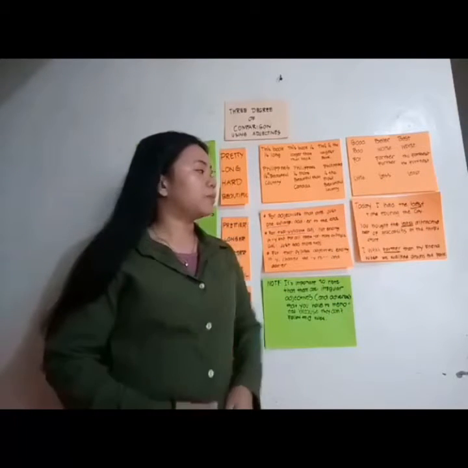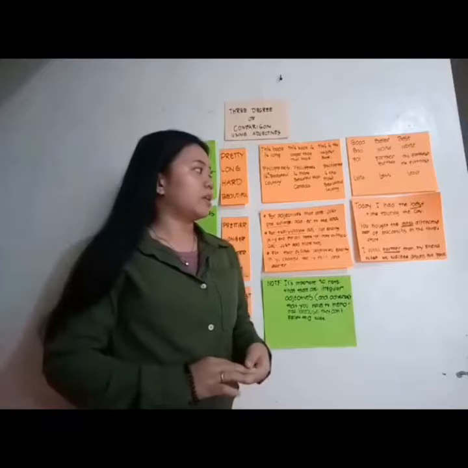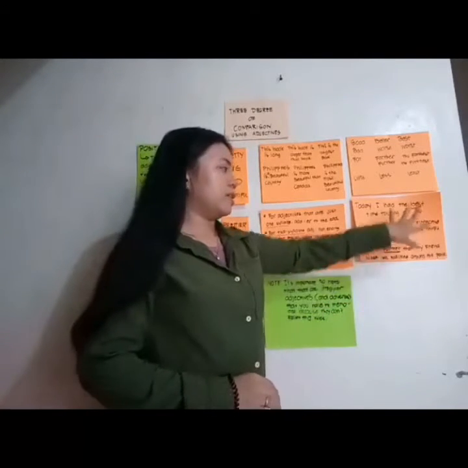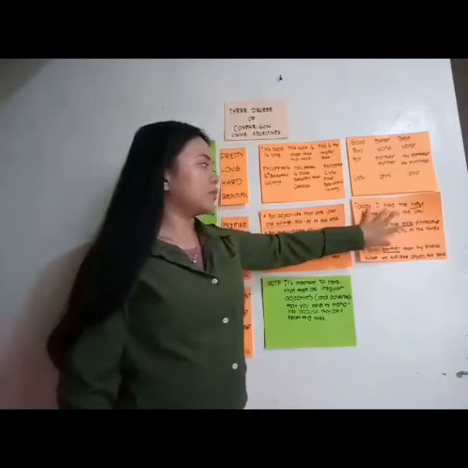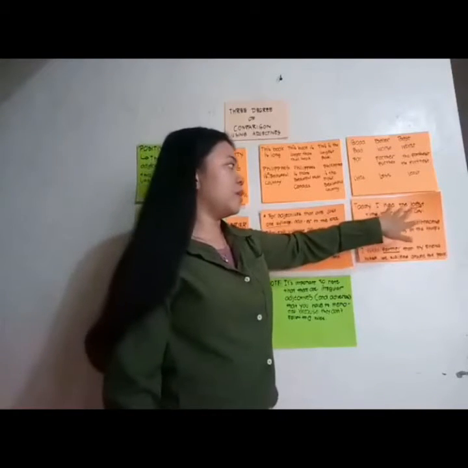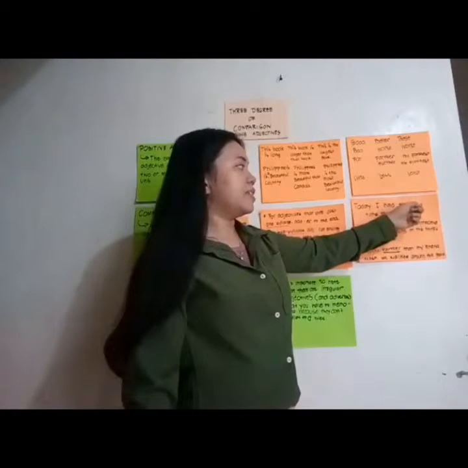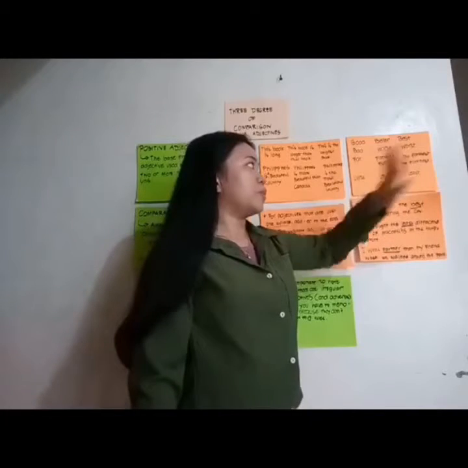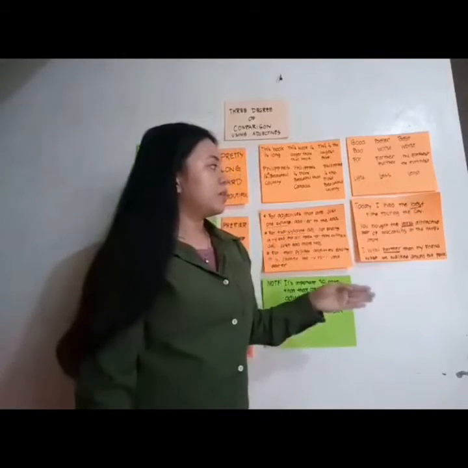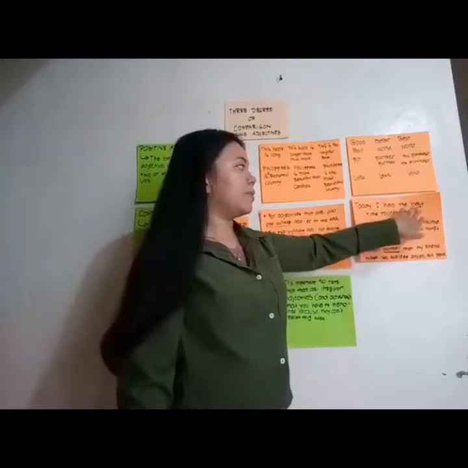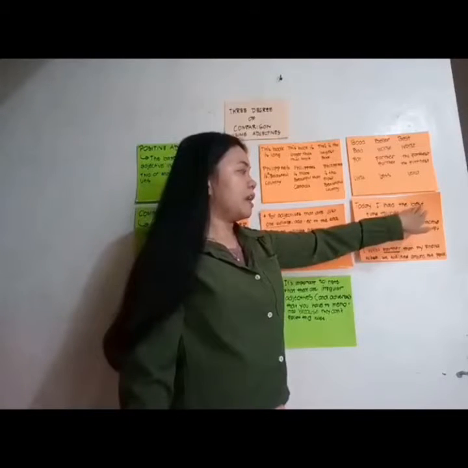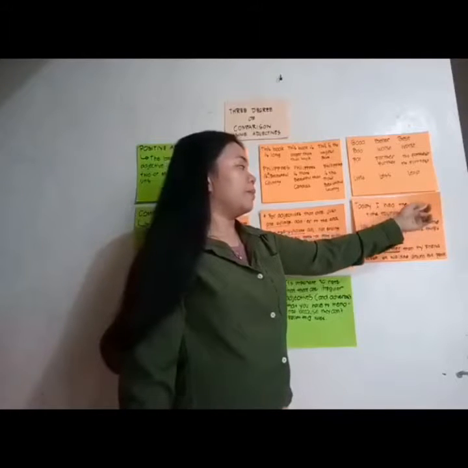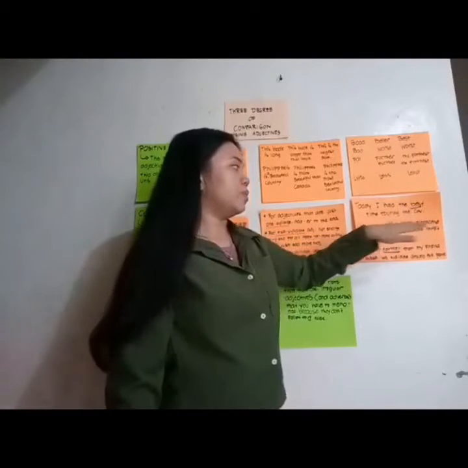Another example of an irregular adjective is in the sentence: Today I had the best time touring the city. The adjective best is in the superlative form. The comparative adjective of best is better, and the positive adjective of best is good.